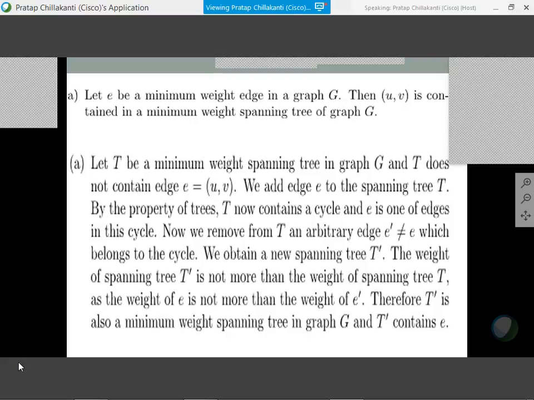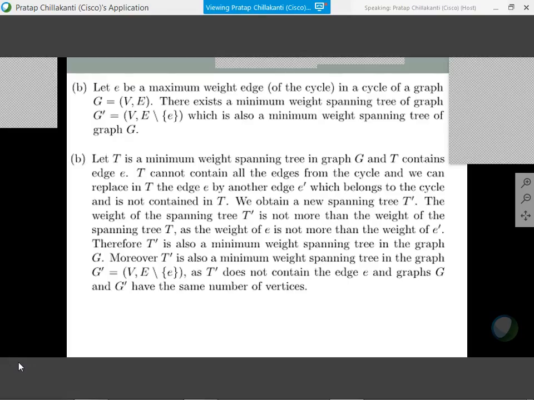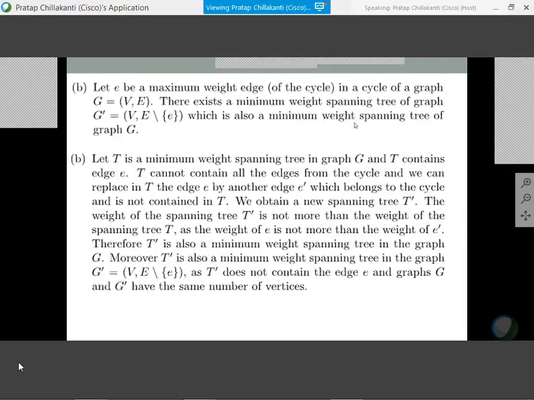So the weight of spanning tree T prime is not more than the weight of spanning tree T, because the weight of E is not more than the weight of E prime. Using proof by contradiction, you are able to show that T prime is also a minimum weight spanning tree in graph G, and T prime contains E. Most often you use proof by contradiction or proof by induction to prove such theorems or propositions. I gave an answer to B also.